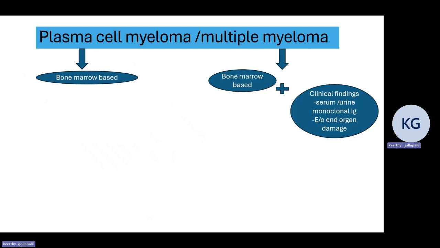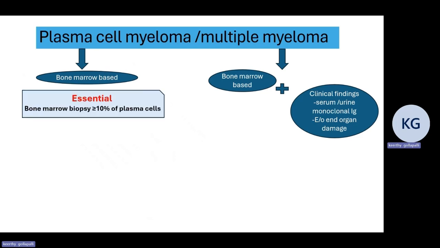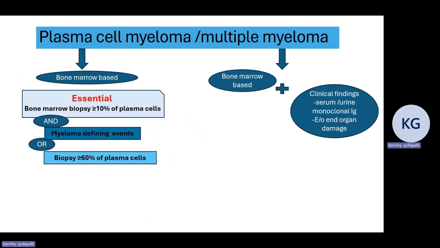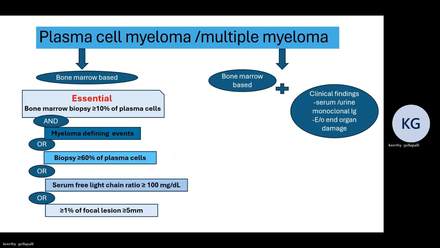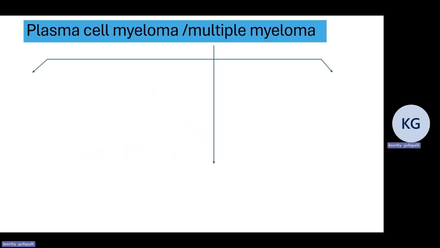So what is the criteria for this? In the bone marrow, at least you should see more than or equal to 10% of clonal plasma cells, and you should see the myeloma defining events. Or you can see in the bone marrow more than 60% of plasma cells, right? Or you can see the serum free light chain ratio more than 100 milligram per deciliter, or you can see more than one lytic bony lesion which is more than 5 mm. Okay, so this is the criteria.